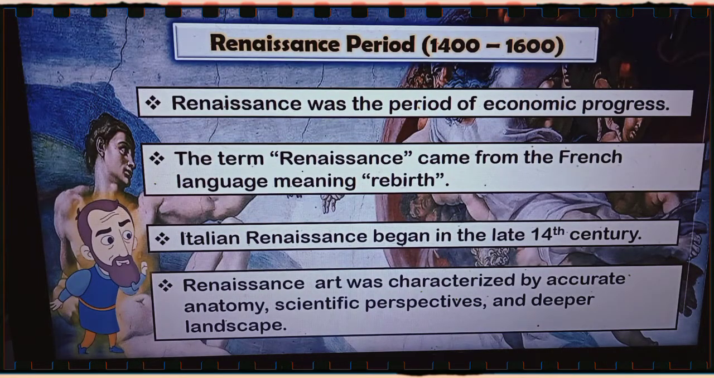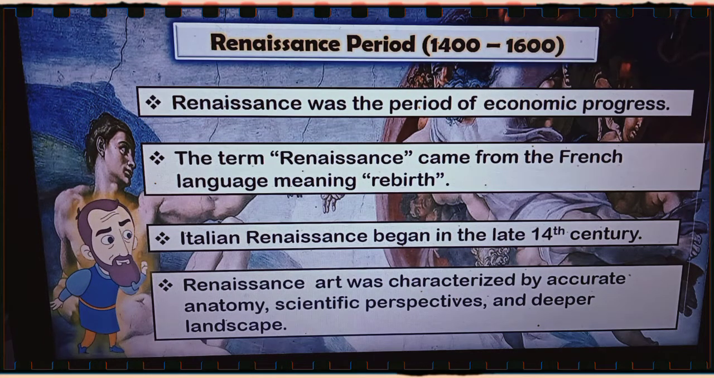The Renaissance period started from the year 1400s up to 1600. Renaissance was the period of economic progress. The term Renaissance came from the French language meaning rebirth. Italian Renaissance began in the late 14th century. Renaissance art was characterized by accurate anatomy, scientific perspective, and deeper landscape.